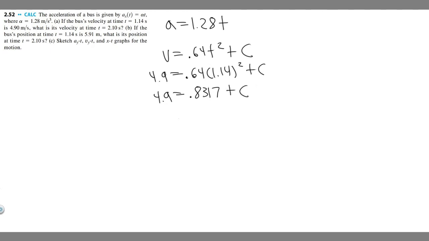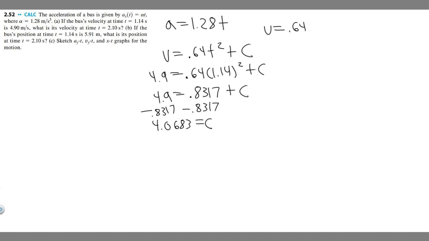And then what we want to do is solve for c, so minus 0.8317 from both sides. 4.9 minus 0.8317, you'll get 4.0683. And so that's going to be your c value. So we're just going to take that value, plug it in for c, and then we can input the time to solve for velocity.